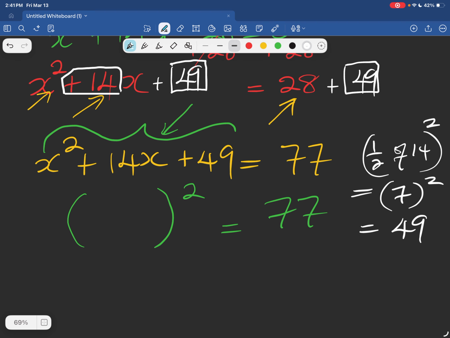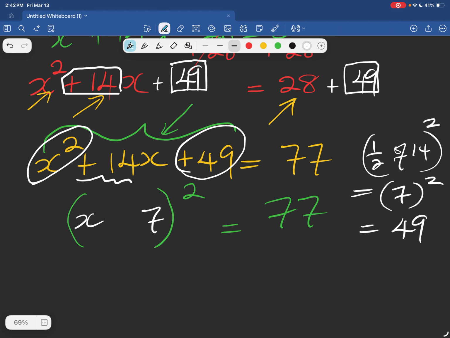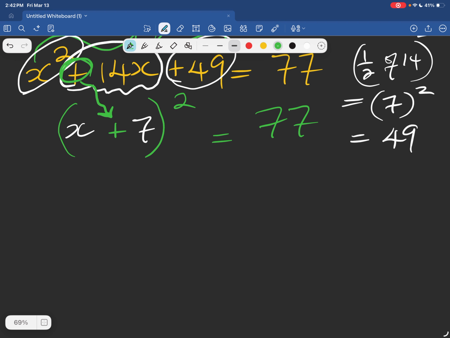We take the first term in the trinomial and we take the square root of it. The square root of x squared is x. We take the last term in the trinomial and we take the square root of it, that is 7. And the sign that goes between both of them is the sign of the middle term. The sign of the middle term is this plus sign right here. It goes here just like that. And our final answer is therefore x plus 7 all squared equals 77.